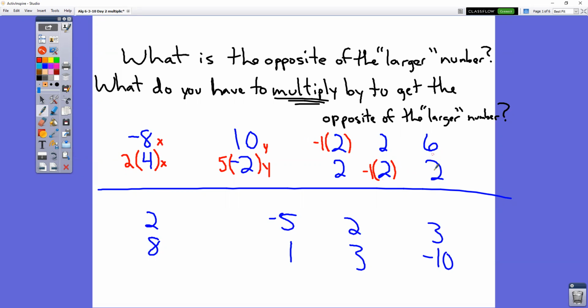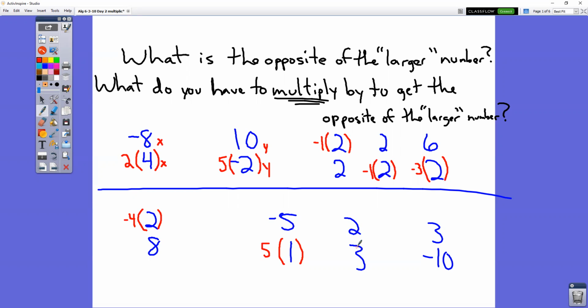Here, the opposite of 6 and 2. The opposite of 6 is -6. So to get a -6 here, I would have to multiply by -3. We have 2 and 8. The opposite of 8 is -8. To get a -8 here, I'd have to multiply by -4. -5 and 1. The opposite of -5 is +5. To get a +5 here, I'd have to multiply by 5.